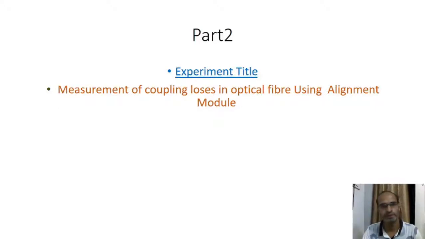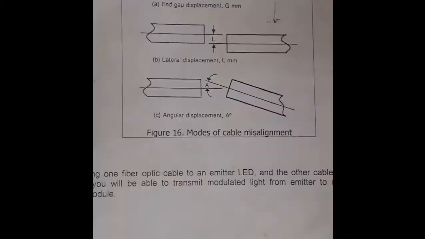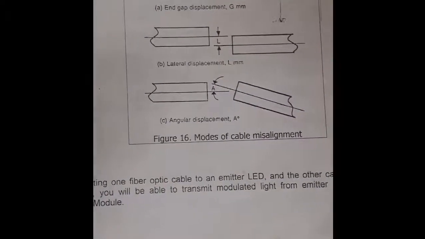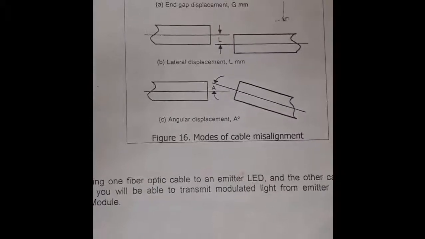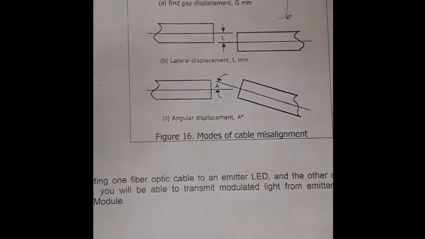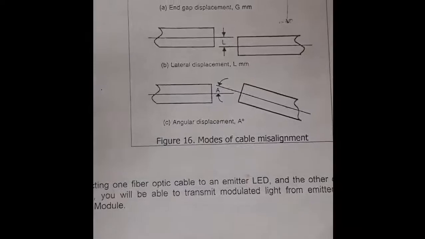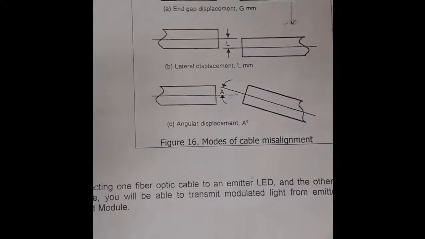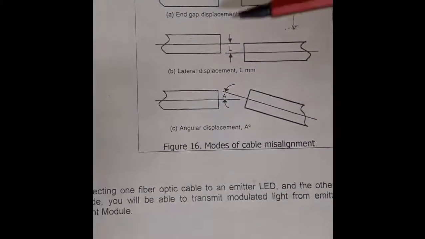Experiment title: measurement of coupling losses in optical fiber using alignment model. We'll continue. Now you can see we have this fiber 1, this is another fiber, and if we have a gap between these two, the gap is called end gap displacement, which is measured in millimeters.